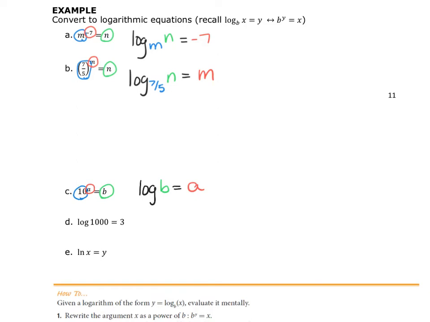Oh, wait, this is where it wants us to go back into exponential. Okay, cool. My base is 10. My answer is 1,000. My exponent is 3. So 10 raised to the 3 is equal to 1,000. Last one. My base is e, my answer is x, my exponent is y. So this is e raised to the y is equal to x.